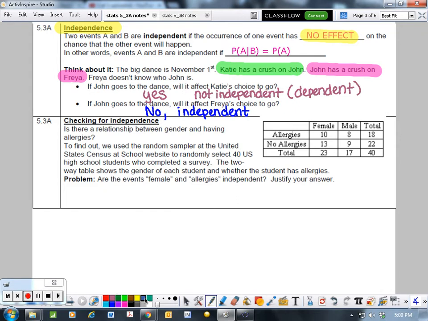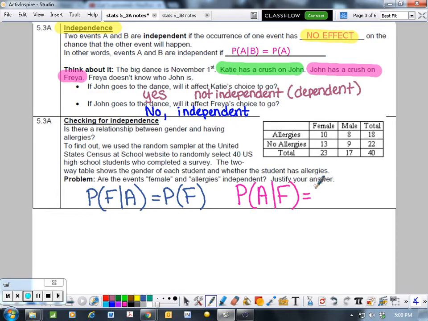So now I have to look at this relationship. And I actually have two options. I can check the probability of female given allergies and see if that's the same as the probability of just being female. Or I can check the probability of allergies given female and see if it's the same thing as the probability of just allergies. Meaning that the given really had no effect on it. And so we can go ahead and do this. So I'm going to go ahead and do the blue one first.